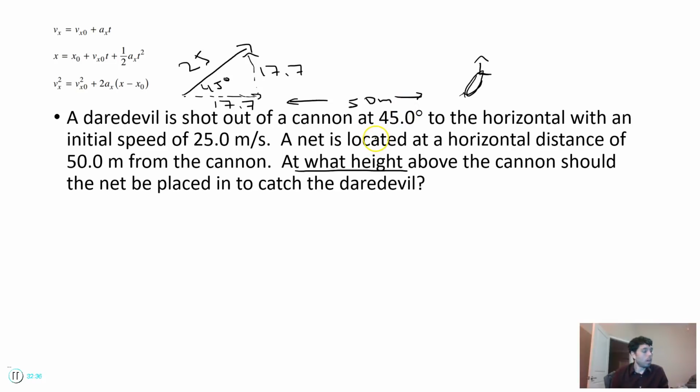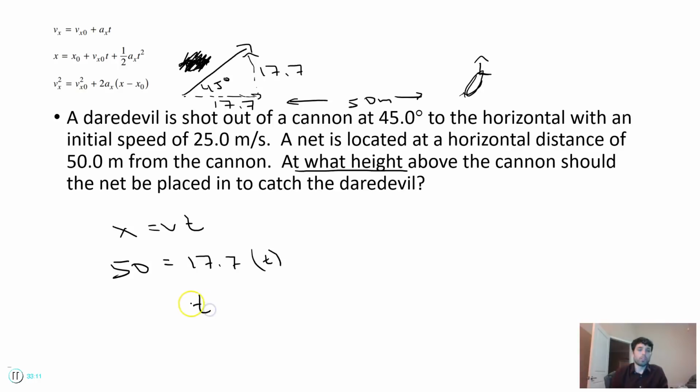Okay. Well, this actually isn't too bad. We know a lot of stuff here, actually. We know how far it's going to go. It's going to go 50 meters. And we can use our horizontal equation to find out how long it's going to take to get there, right? So it's going 50 meters, and its horizontal velocity is 17.7. Remember, once we find the components, we don't need this anymore. Don't be tempted to use that. 17.7 times t. So how long will it take to go 50 meters, right?